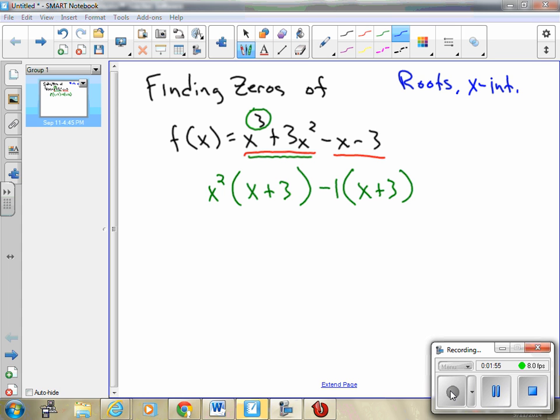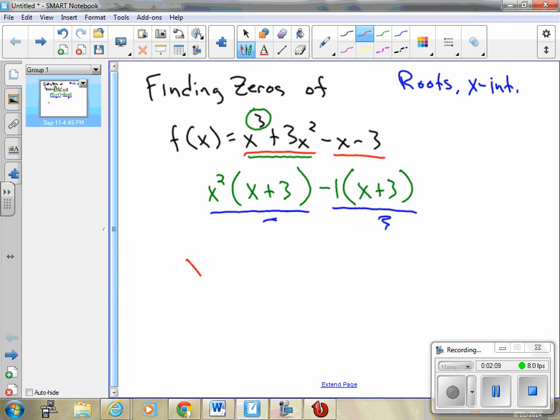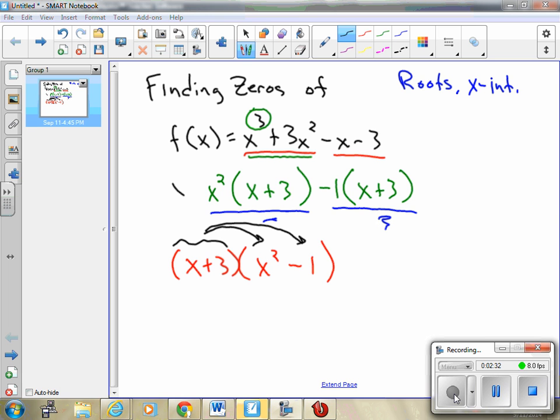So I look at this and I say, okay, I have two terms, a first term and a second term. Both of them are containing an x plus 3. So out of those two terms, I am going to go ahead and factor out the x plus 3. So when I take the x plus 3 out of both of those terms, what I have is x squared minus 1. So you can see that if we did take x plus 3, this whole thing, and distribute it there and there, I would get right back to the statement that I had.